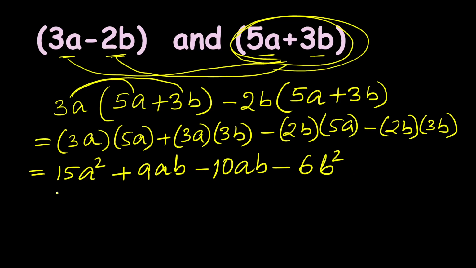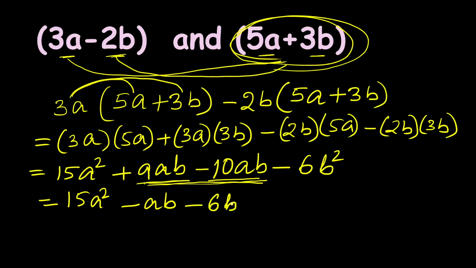Now this is the product. But before going to the final answer, we have to check whether any terms are like terms. These two are like terms, so we must find the standard form. 15a square, here plus 9ab, positive 9ab and negative 10ab, that means that's equal to negative ab. Negative 1 ab, that means we need not mention the 1. We have to write negative ab and minus 6b square. So this is the final answer of this product.